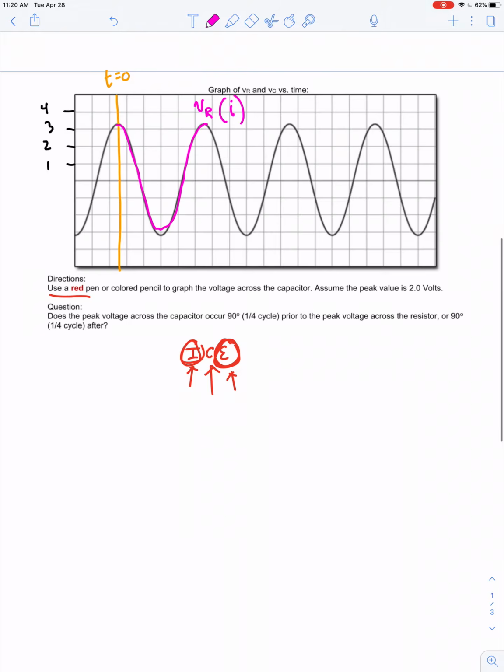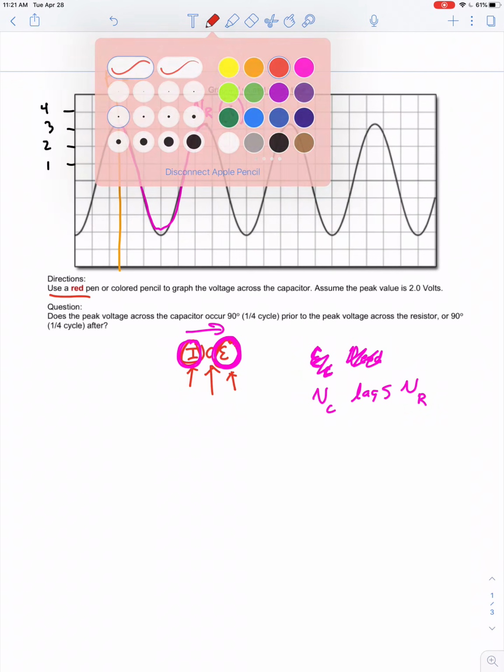So when I say the current leads the voltage across the capacitor, it's just as well to say the voltage across the capacitor lags the current. So the voltage across the capacitor lags behind the voltage across the resistor. All right. Hopefully you understand what I'm saying with that. You'll see it in the graph.